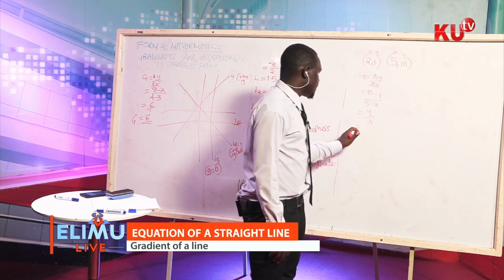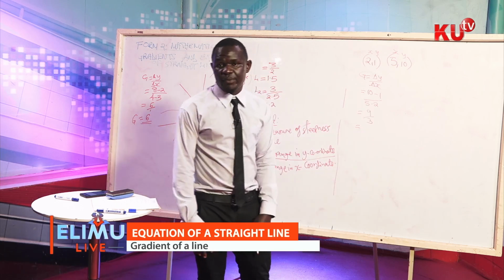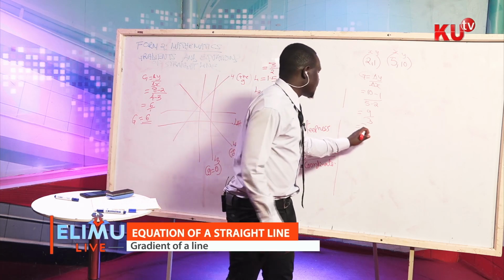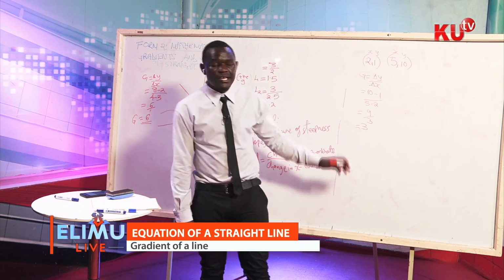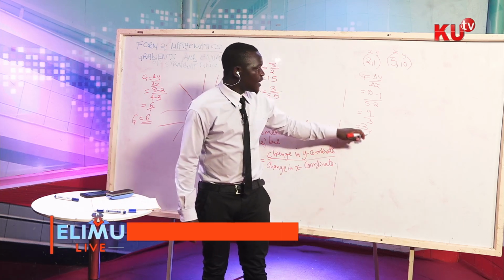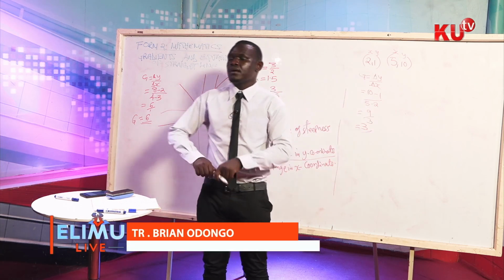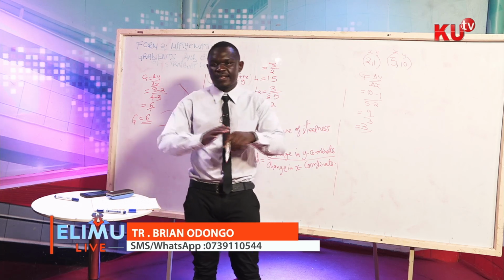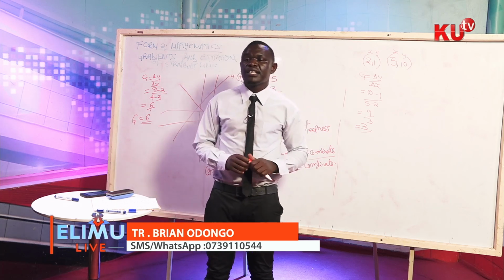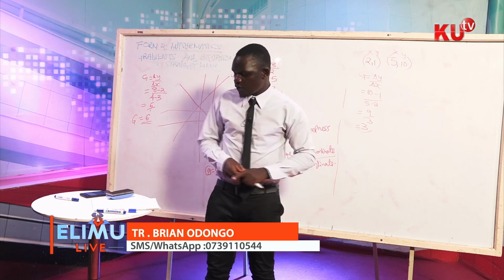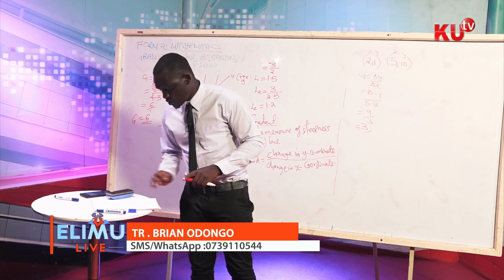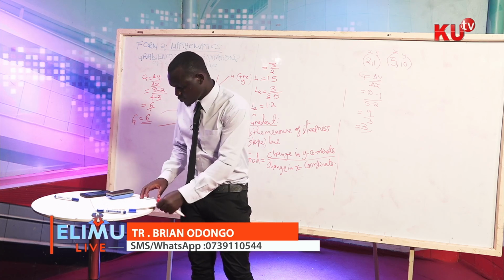And when you take 9 divided by 3, what are you getting, dear students? Yes, thank you. You are getting 3. Therefore, 3 is the gradient of the line passing through those points. You just find the change in y values over the change in the x values. That simply gives you the gradient of that line.